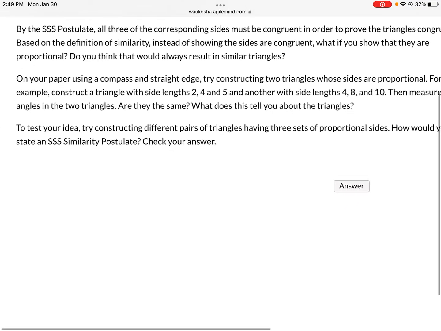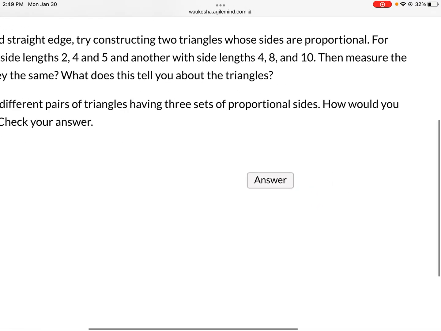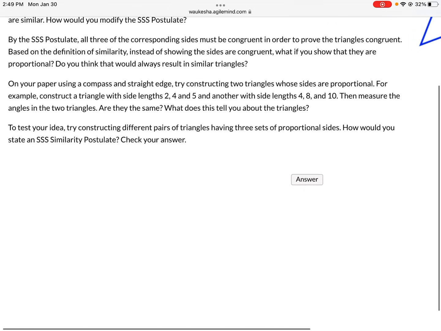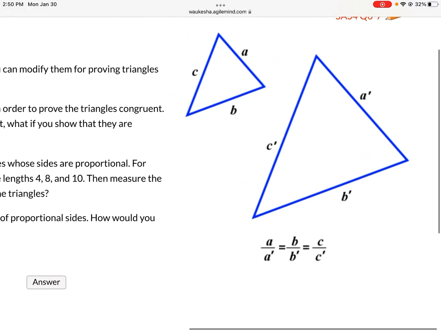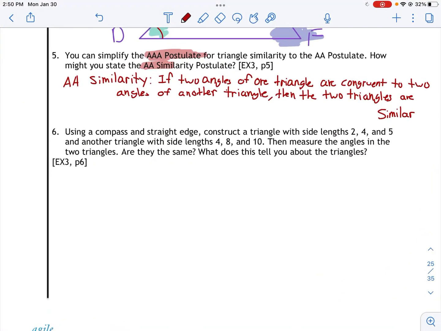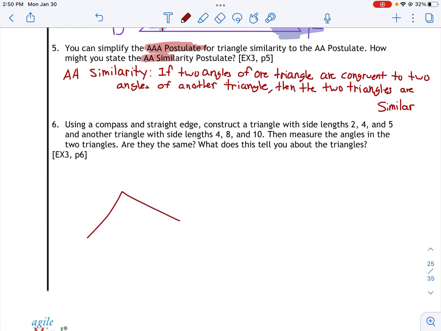There it is. So on your paper, with the straight edge, construct two triangles whose sides are proportional. For example, construct a triangle with sides 2, 4, 5 and another with 4, 8, 10. Then the measures of the angles in the two triangles are the same. What does this tell you about the triangles? So we're going to draw two triangles, a 2, 4, 5 and a 4, 8, 10.